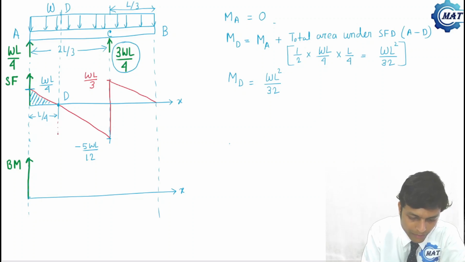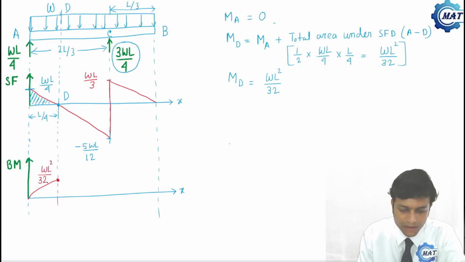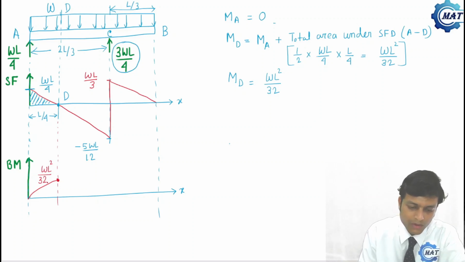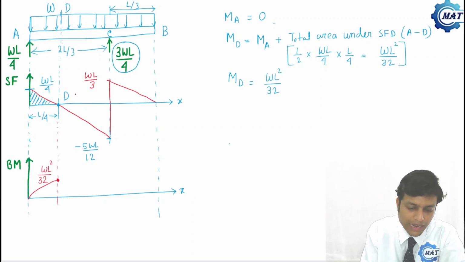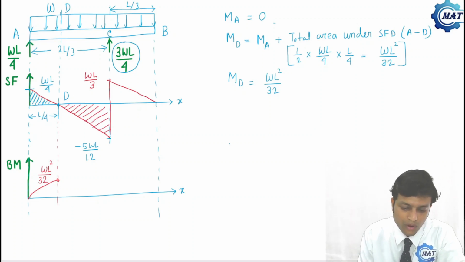How will it vary? At L by 4 it becomes WL square by 32. After that, shear force becomes negative. So the area under the shear force diagram, this red hatched area, is negative. So from this WL square by 32, the bending moment will fall.